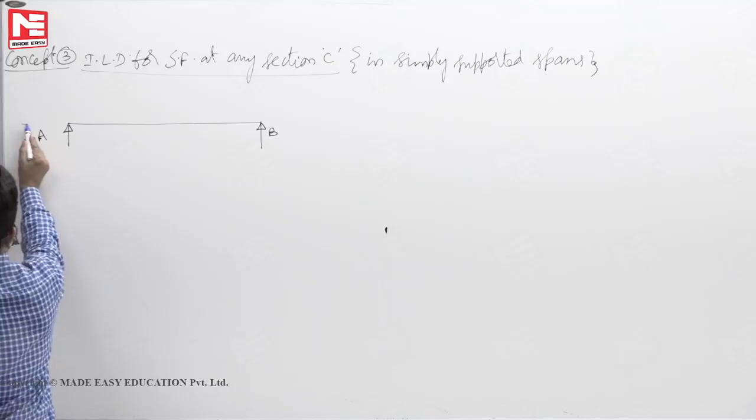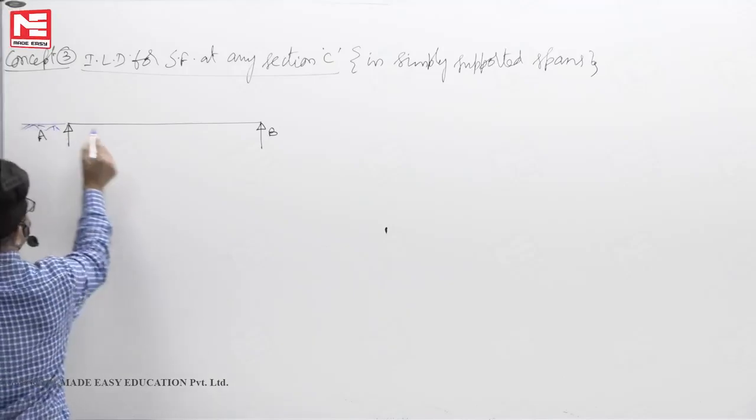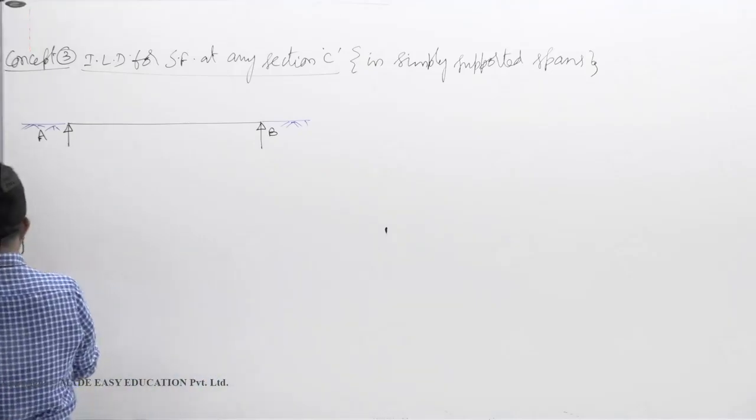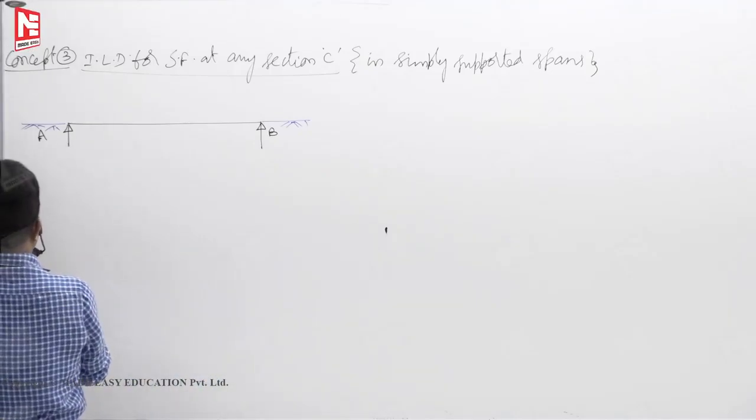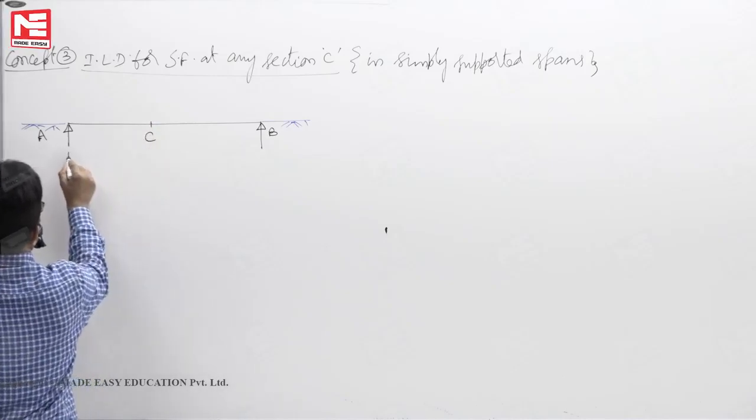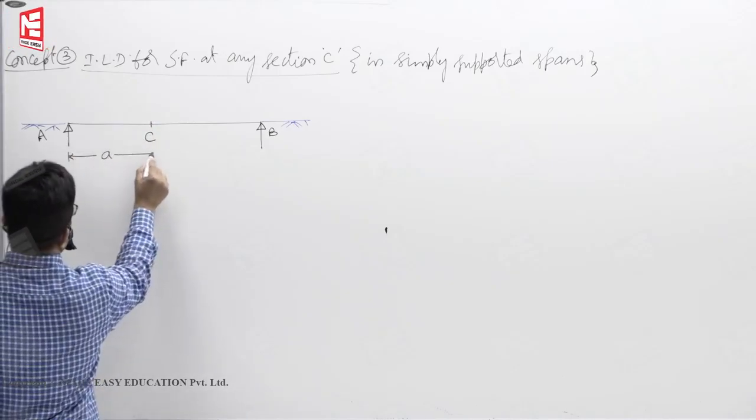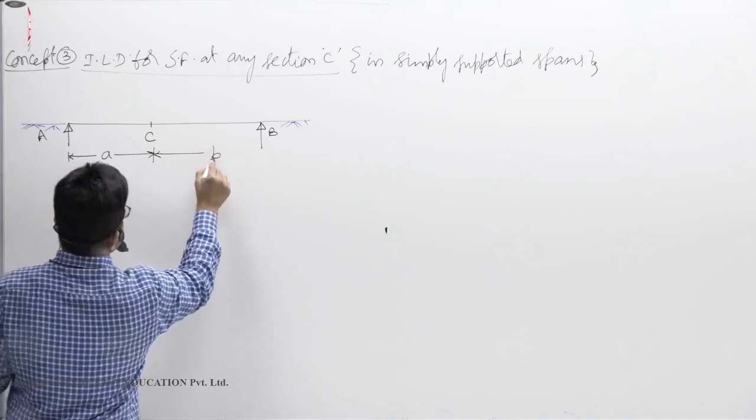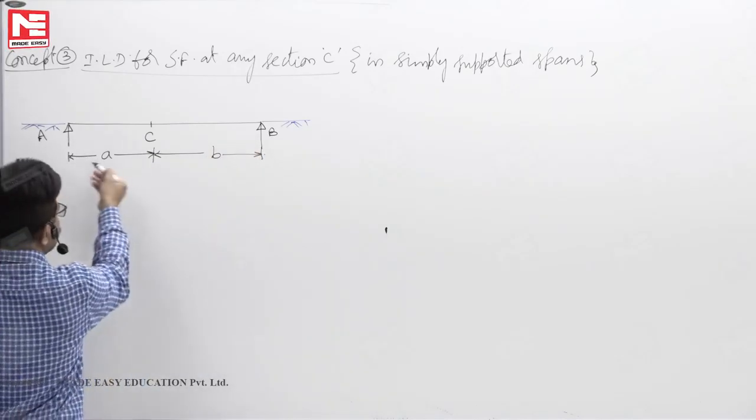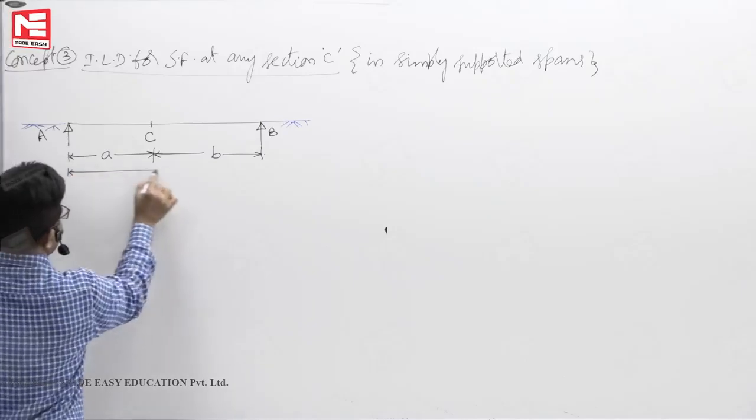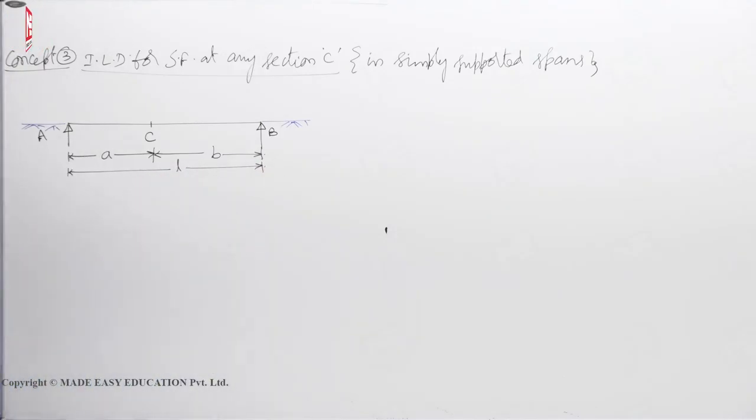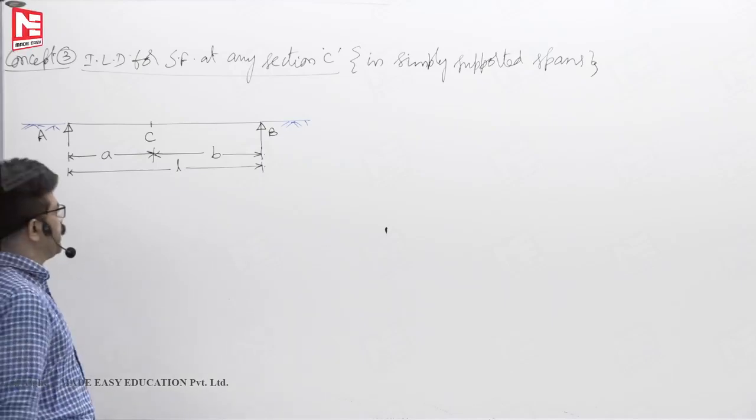There is a ground here, here also ground. Somewhere here, section C you have taken. This distance let us say A, this distance let us say B. Not necessarily L by 2, it is some value A. Total span is L. We want to find at any section C which is at a distance of A.